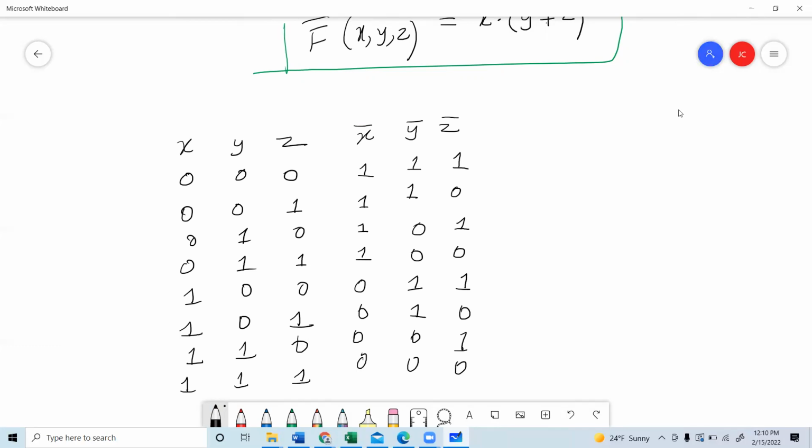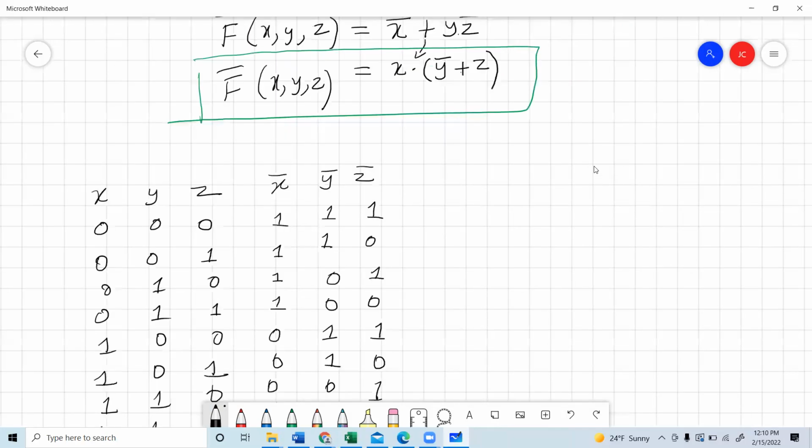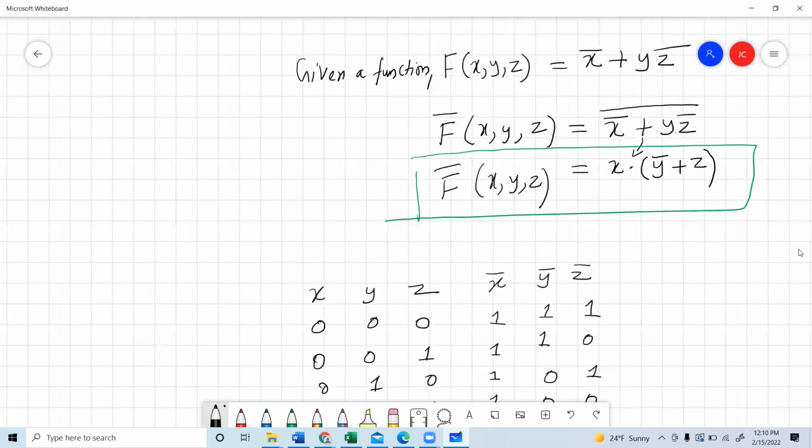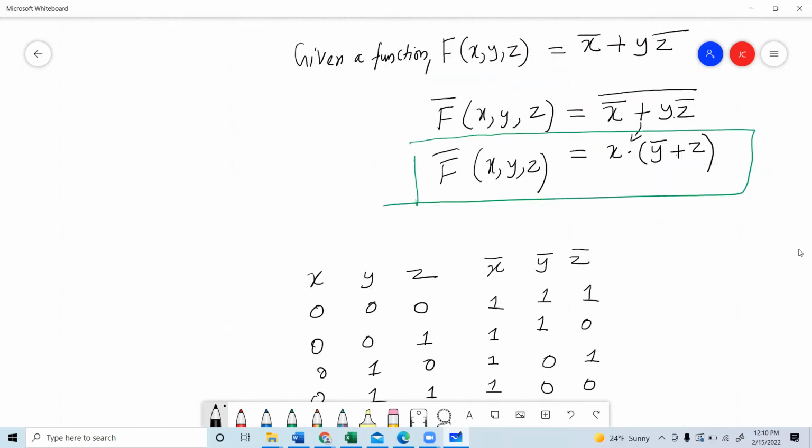So I invert. For the first thing, I will write the function here again on the left hand side. What I was having as function, I'll write on the top, f of x, y, z was like this, right? Which is x bar plus y z bar, and the complement form of that will look like f bar of x, y, z, which is nothing but x dot y bar plus z, right? So this is the complement form of that function.